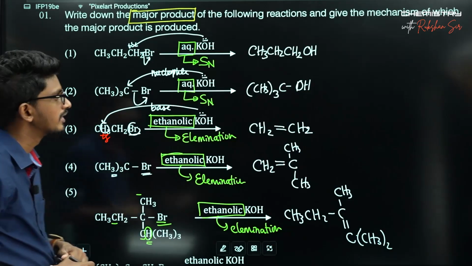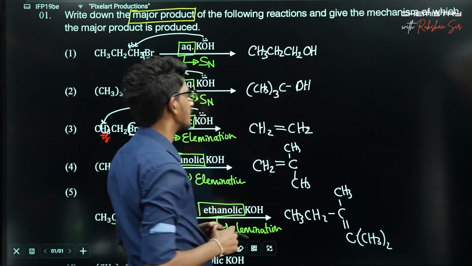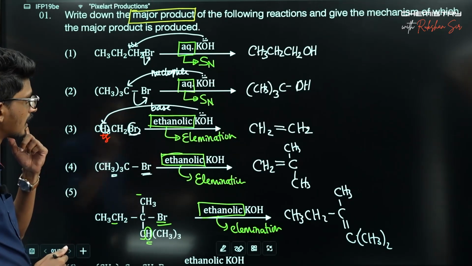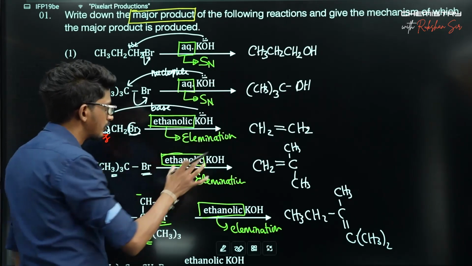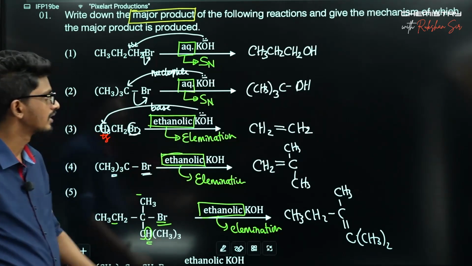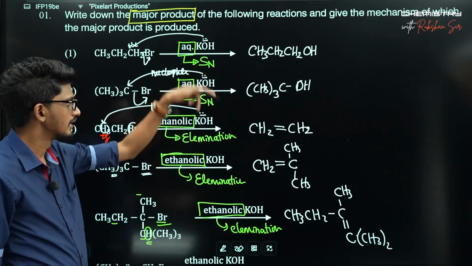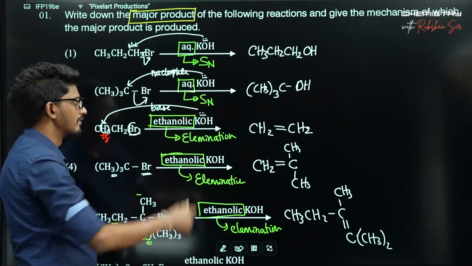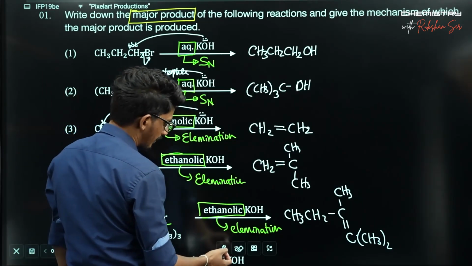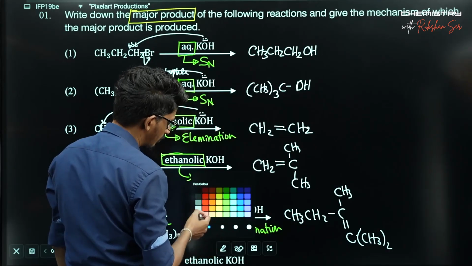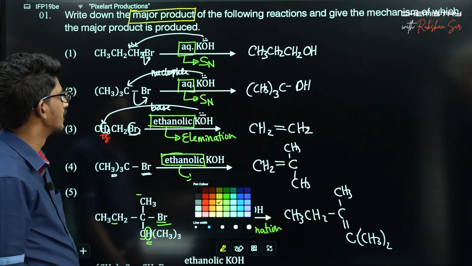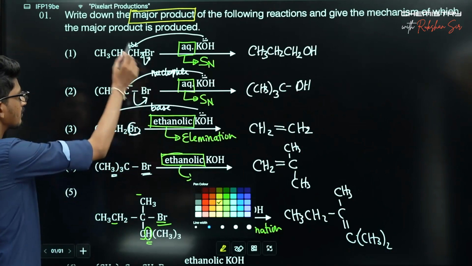Then they are asking about the mechanism as well. How to come up with the mechanism then? You don't have any choice with the elimination mechanisms. Only one kind of elimination mechanism is available. But when it comes to SN mechanisms, the one step and the two step mechanisms are available. So how to predict that? How to decide whether the one step or the two step mechanism is preferred here? For that, what we need to look at is the situation with the alkyl halide.